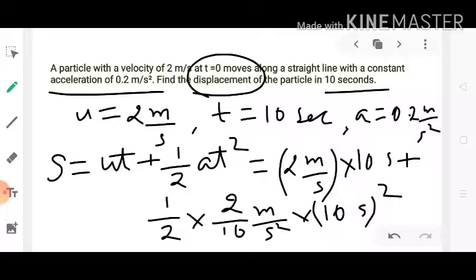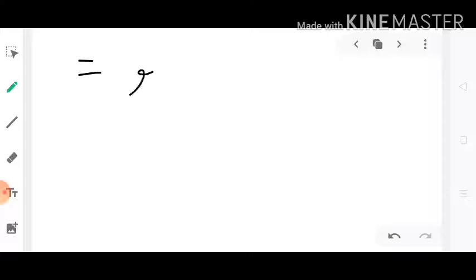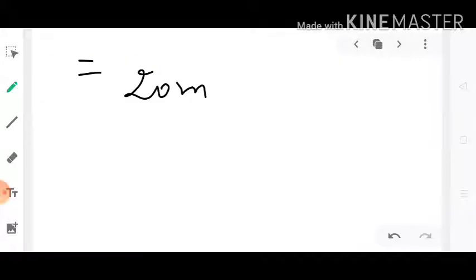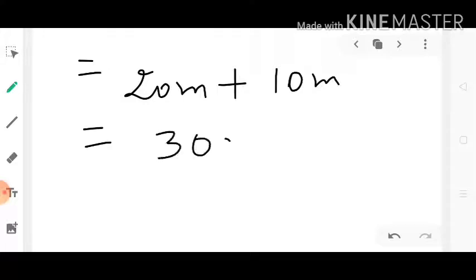Now let's see what we can cancel out. We can cancel out second and second in the first part. In the second part you can cancel out 2. Second square gets cancelled. So let's do the multiplication. You are left with 20 meter, see, 2 meter into 10. And in the second part there is 10 in the denominator and there is 10 square. So you can cancel out one 10 and you are left with another 10. So that is 10 meter. So 20 meter plus 10 meter, that is 30 meter. So this is the displacement of the particle.